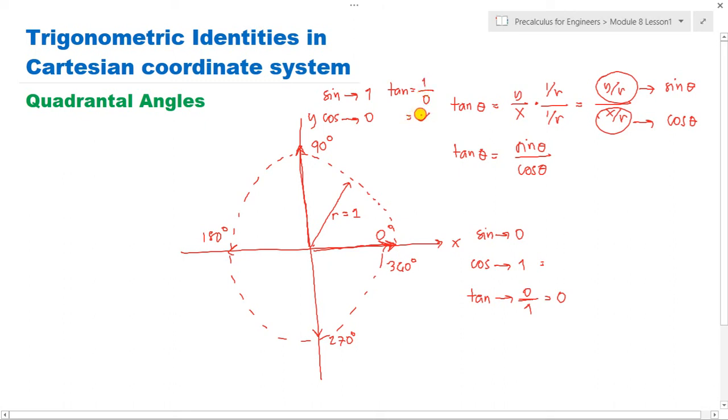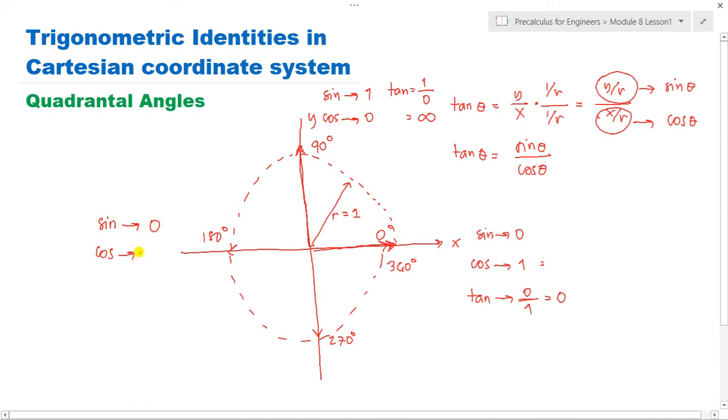Therefore, at 90 degrees, the tangent is infinite. Okay, infinity. Y doesn't have a fixed value. So, infinity. Now, proceed to 180 degrees. Our sine here, since it's lying horizontally, we have no sine. So, we have 0. Now, for our cosine.